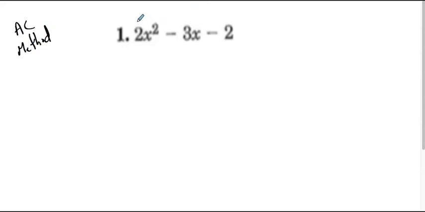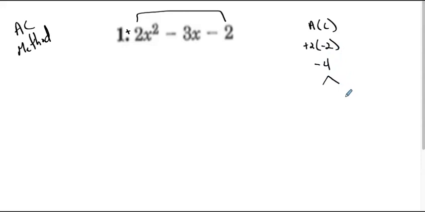I'm going to multiply my A times C, and I get positive 2 times negative 2, and I get a times c, right? So positive 2 times negative 2, and I get negative 4. And now I want the factors of negative 4 to add up to my b term, which is negative 3. So, okay, I got negative 4 times positive 1.